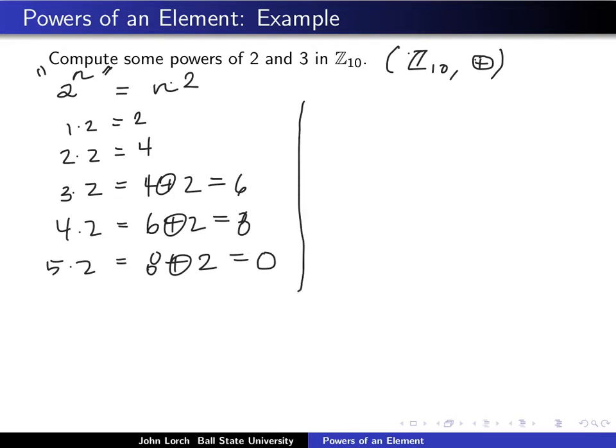So now we're also instructed to take some powers of 3. Why don't we take 3 to the minus 4th power? Okay, now we need to interpret what that means in terms of additive notation. So that could be maybe interpreted as minus 4 times 3, or rather interpreted as 4 times minus 3.